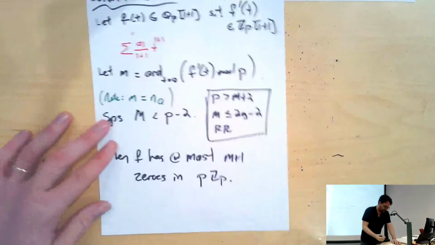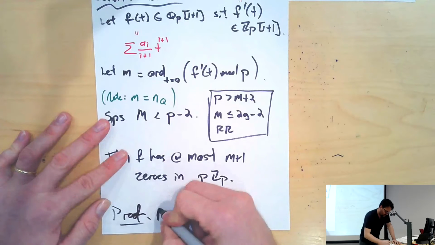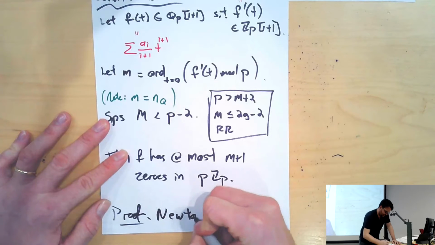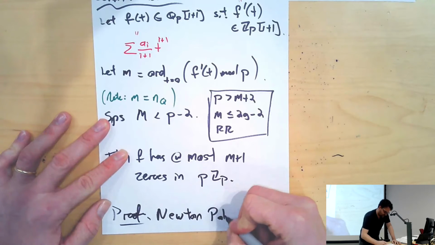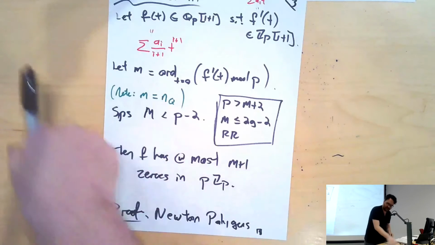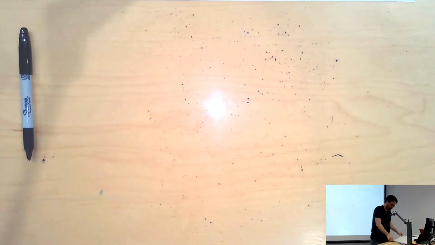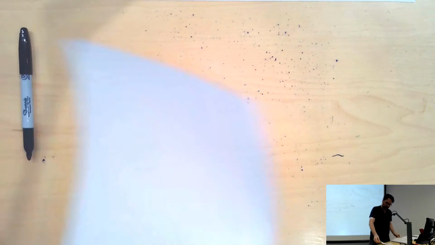So actually, if I wanted, I could say proof: Newton. If I'm giving a slide talk, I would put a box here. But let's explain. The proof is you write out the Newton polygon of f and analyze it. It's a pretty calculation.